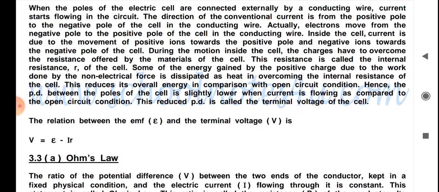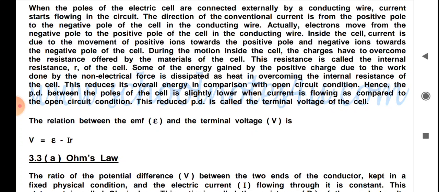During the motion inside the cell, the charges have to overcome a resistance r of the cell. Some of the energy gained by the positive charge due to the work done by the non-electric forces is dissipated as heat in overcoming the internal resistance of the cell. This reduces its overall energy in comparison with the open circuit condition. Hence, the potential difference between the poles of the cell is slightly lower when current is flowing, as compared to the open circuit condition. This reduced potential difference is called the terminal voltage of the cell.